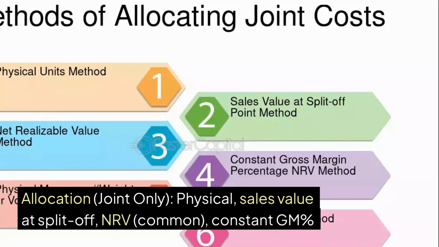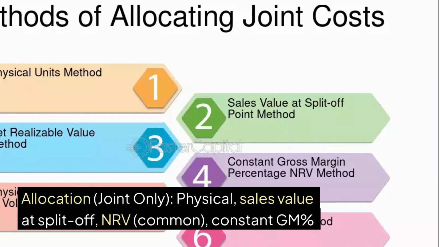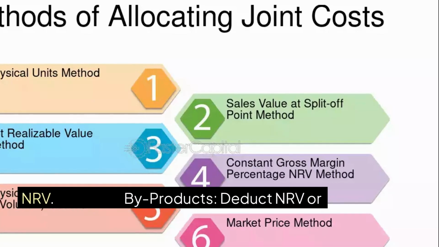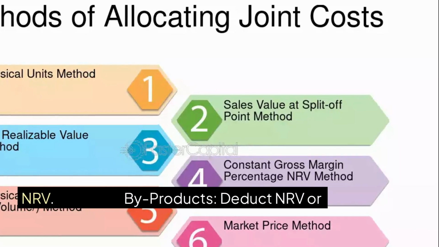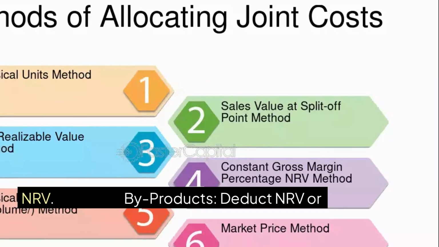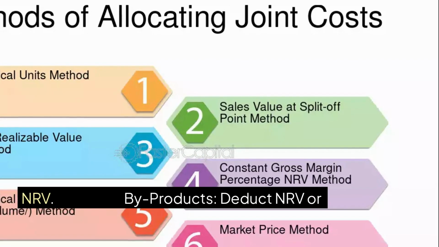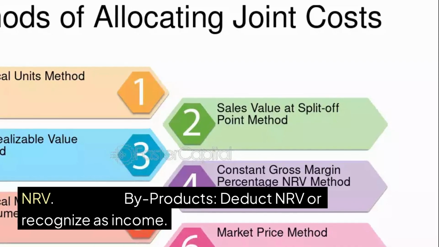Well, we can do it with the relative sales value. Now remember that. NRV. And we look at the net realizable value of each of the products, and we will allocate it such that the overhead is absorbed by the product that gets the most sales value.